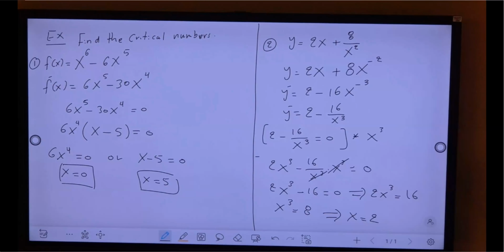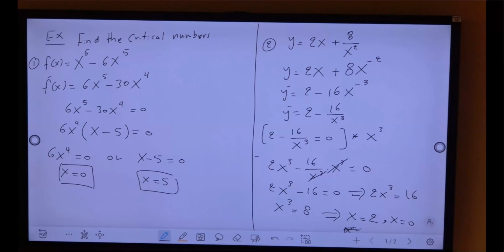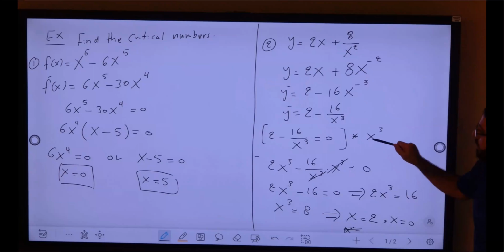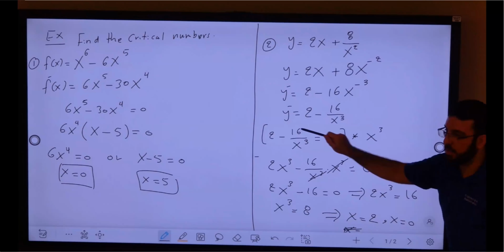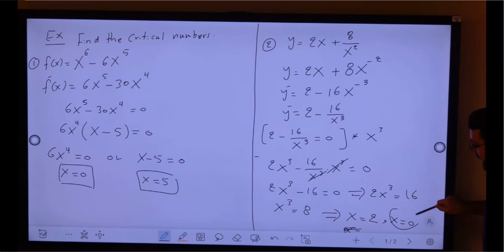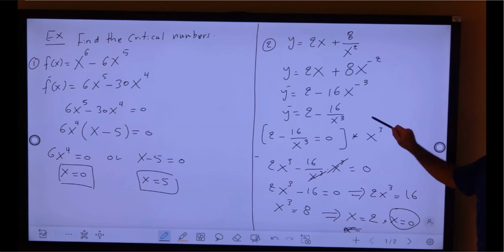Now, how many critical numbers do we have? And be careful here. You're not gonna look at the function, you're gonna look at the derivative. Which value is gonna make the derivative undefined, which is also 0. So 16 divided by 0 is going to be undefined. That means 0 is a critical number also. Not for the original function, for the derivative. Okay?